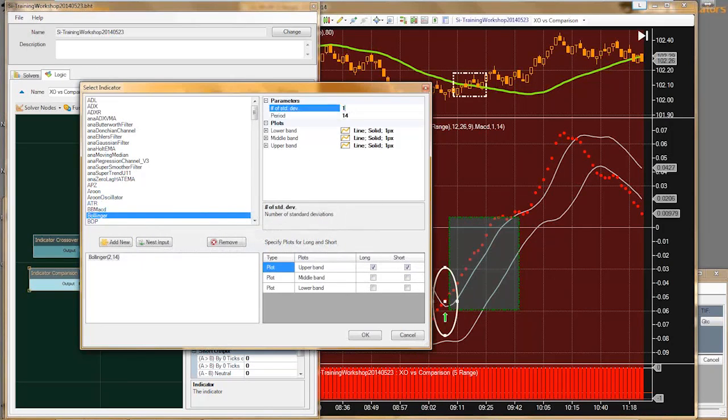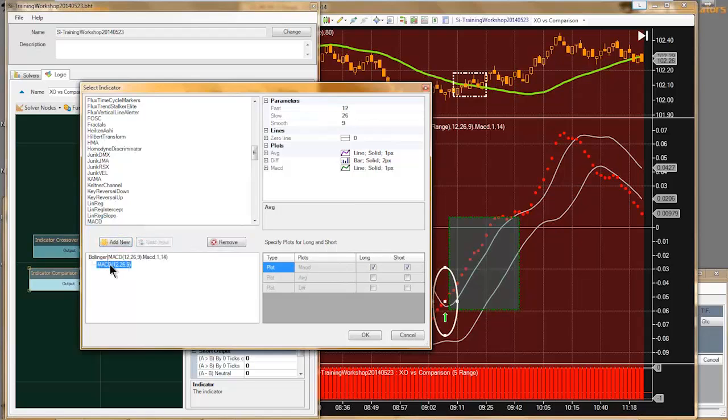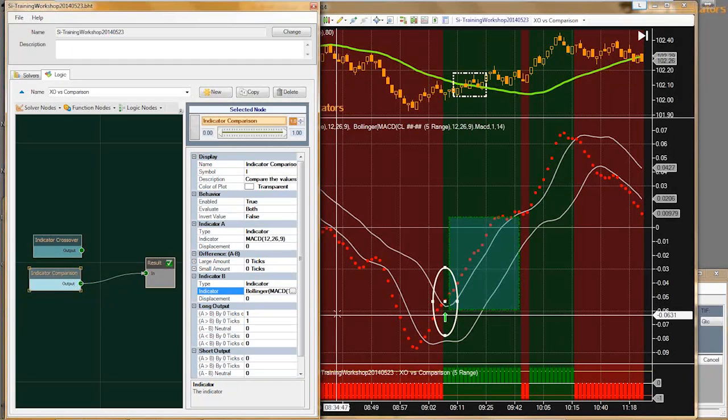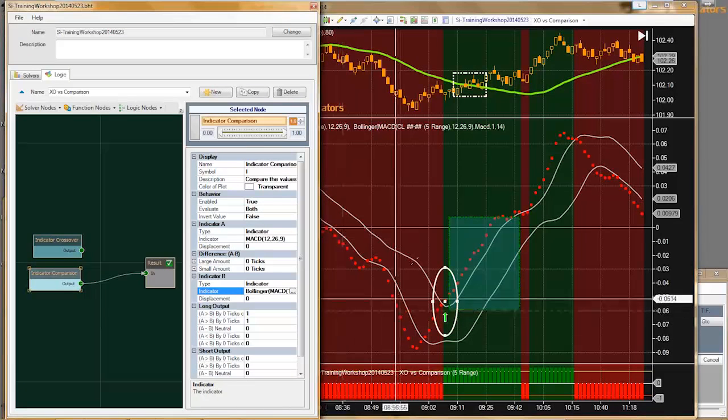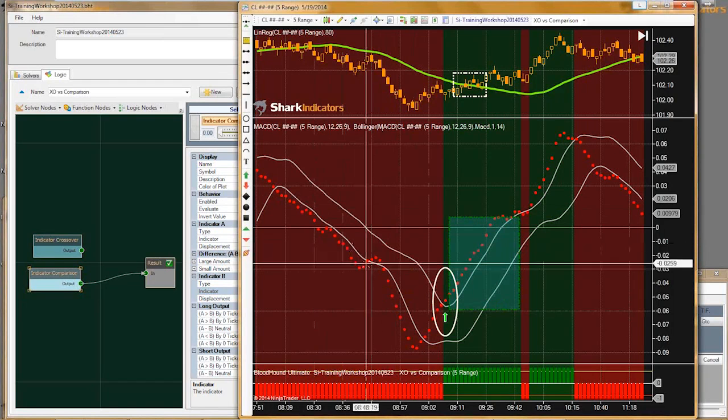And I just have to remember to set the standard deviation down to 1. And then the next thing is to nest our MACD into it. And alright, these parameters are good. We want to nest the MACD into it. Alright, that should be good. And so now we see something totally different from the crossover solver.